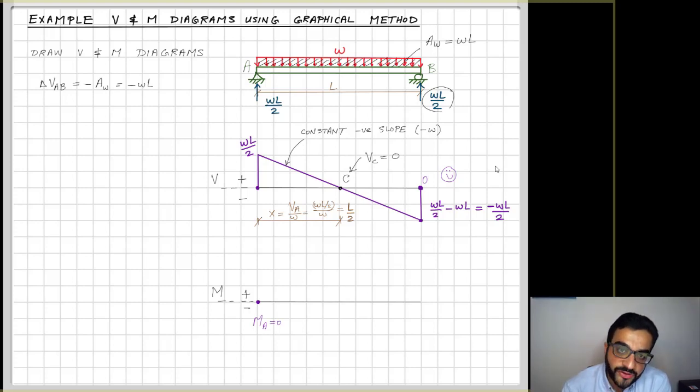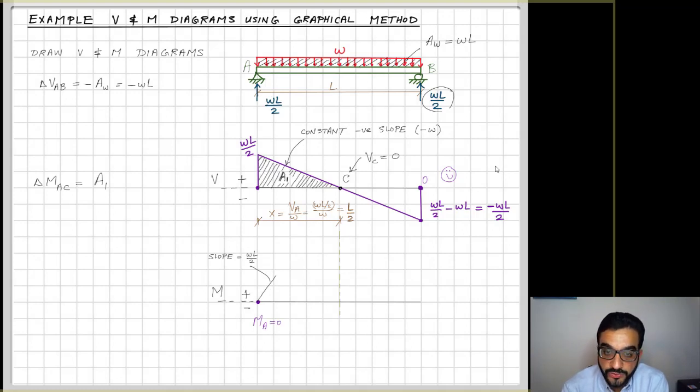But this 0 will stay 0, but will change from the 0 value with a positive slope that's equal to positive WL/2. So it will increase here with the rate initially WL/2. But that rate, that slope, decreases, because the shear value over the length of the beam now drops, until it reaches a 0 slope at point C.